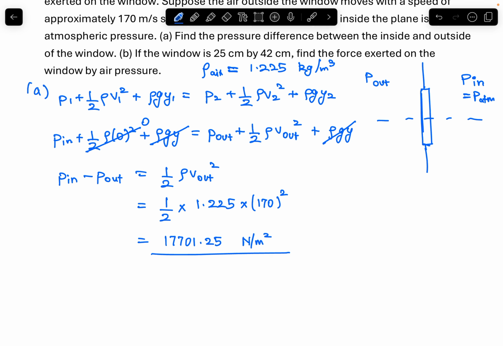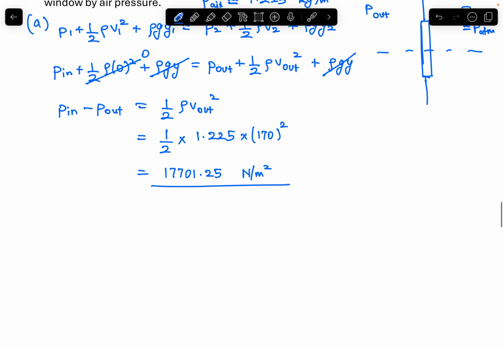Now this is part A. For part B, they ask if the window is a certain size, find the force exerted on the window by the air pressure. So let's draw that situation again.